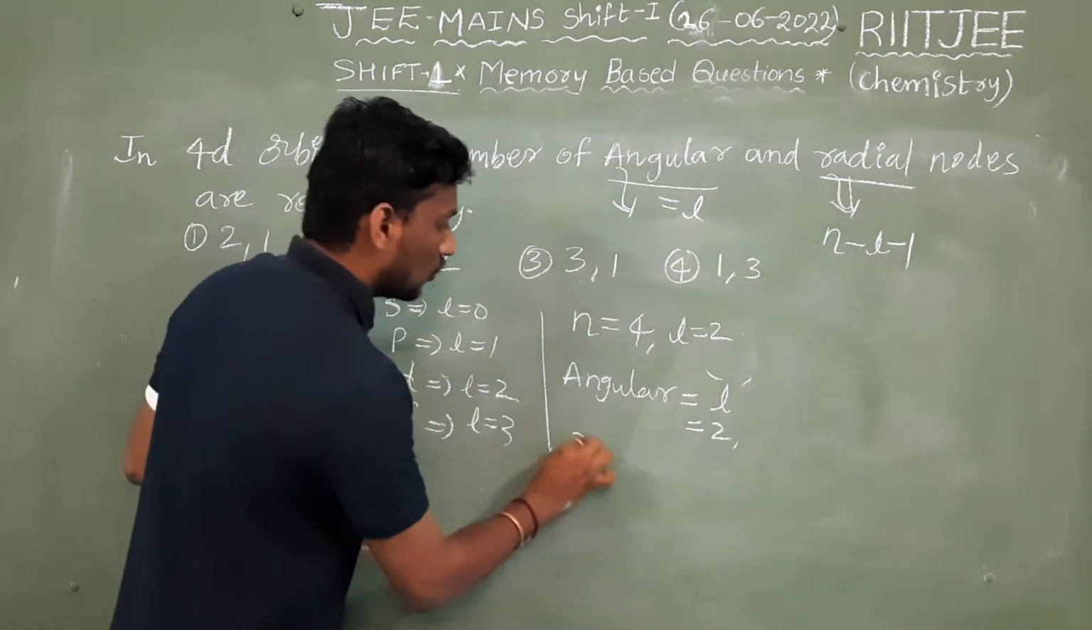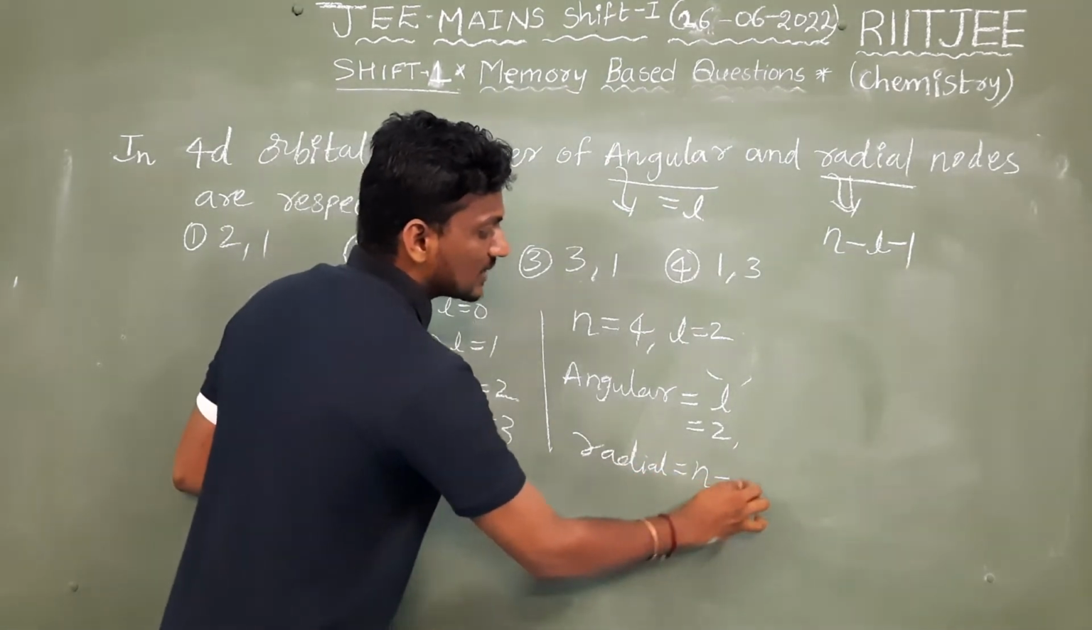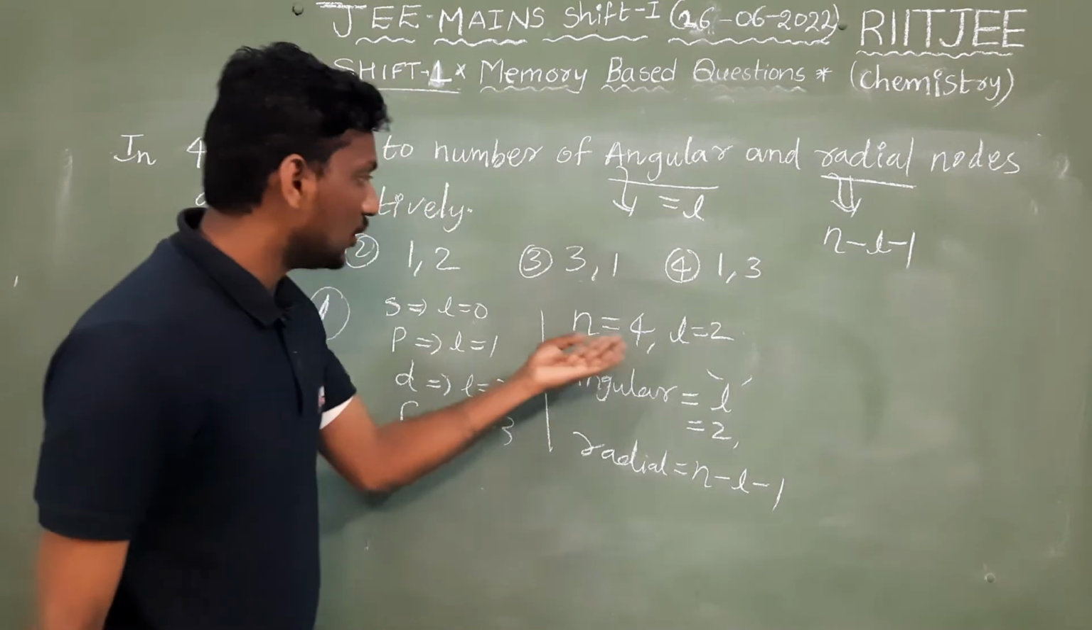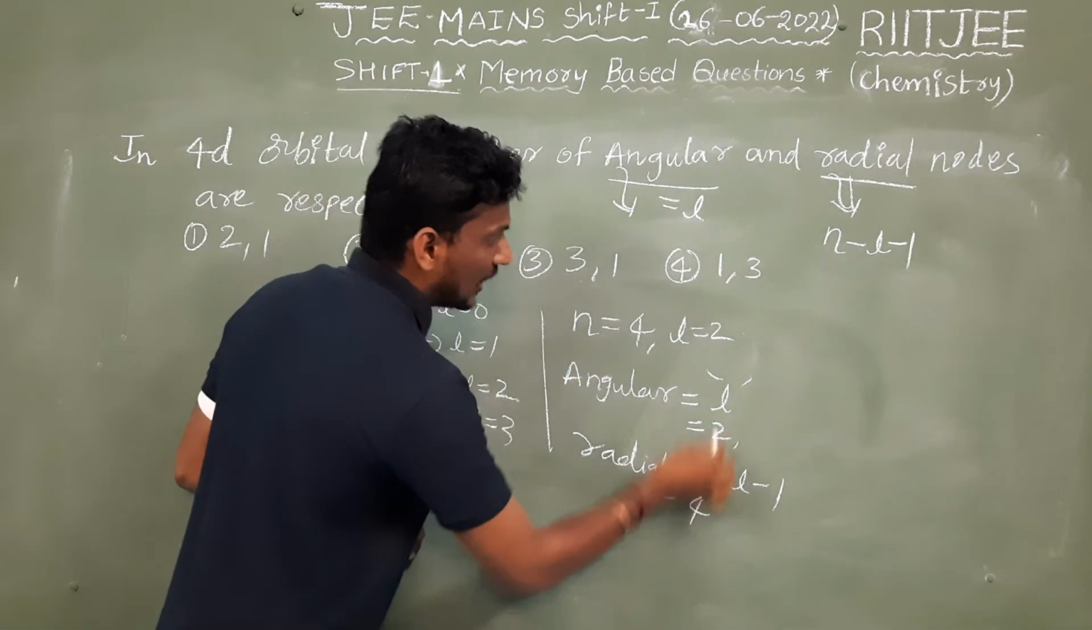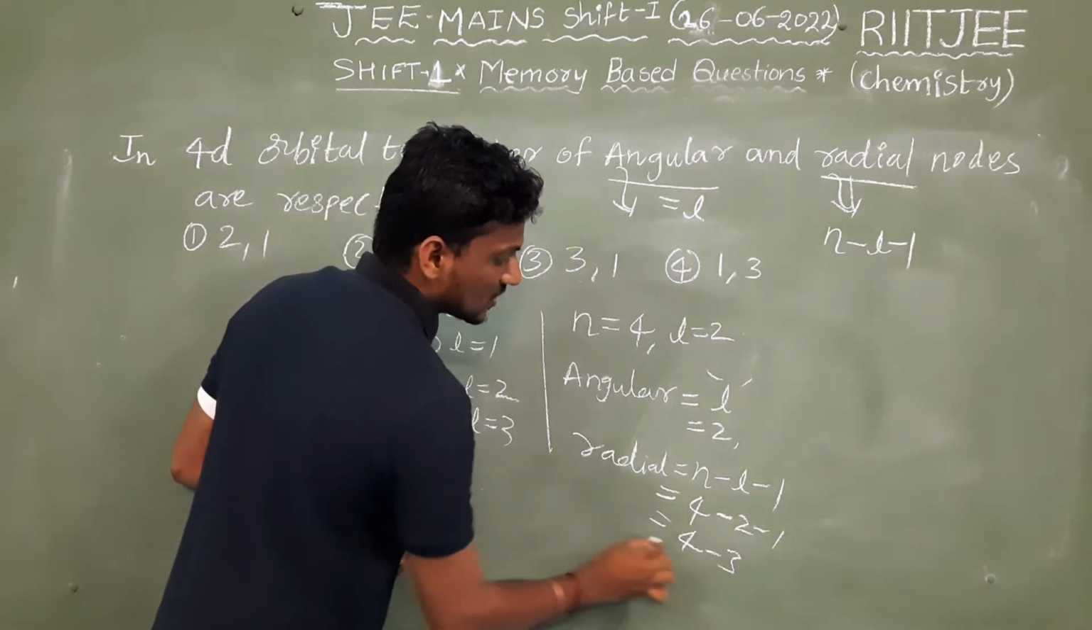And radial nodes. What is the formula for the radial nodes? Radial nodes is equal to n minus L minus 1. The n value we got is 4, and the L value we got is 2, and minus 1. So that is 4 minus 3, which is equal to 1.